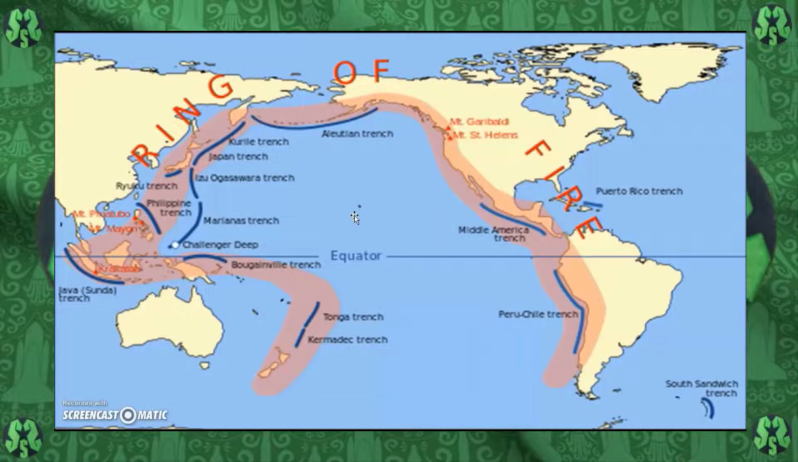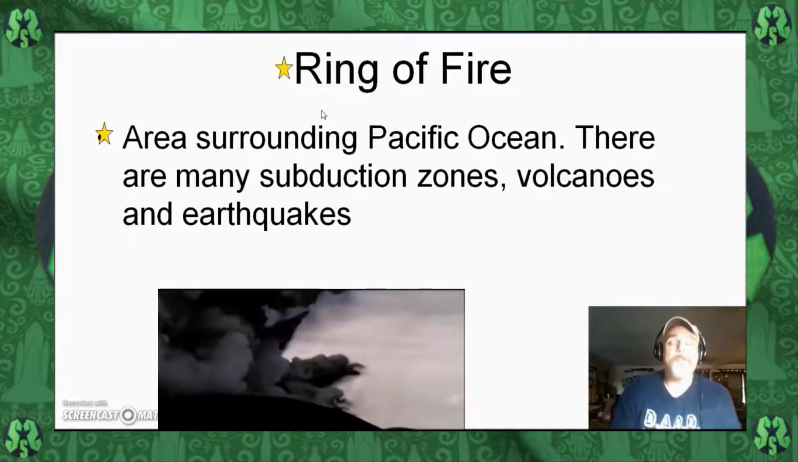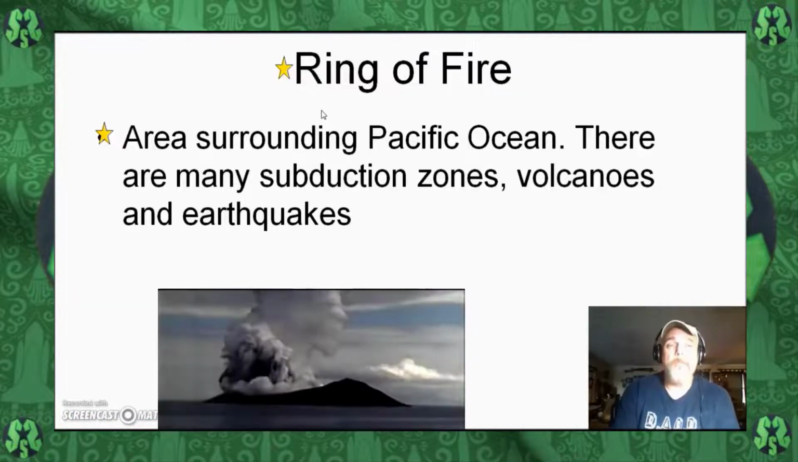This is a map of the Pacific Ocean, and there are so many volcanoes in this area that it has come to be known as the Ring of Fire. And here you can see these red dots. Each of these red dots represents a volcano, and you can just see the tremendous amount that go along this Pacific plate. Here's the Pacific plate right here, surrounded by volcanoes.